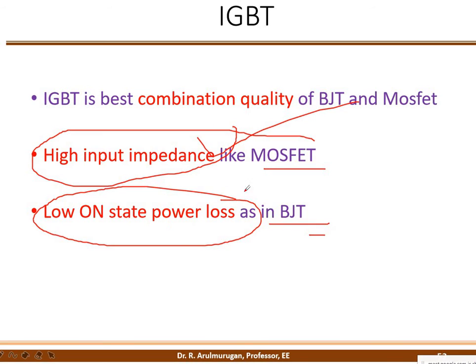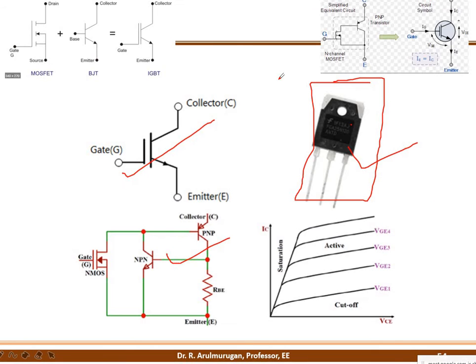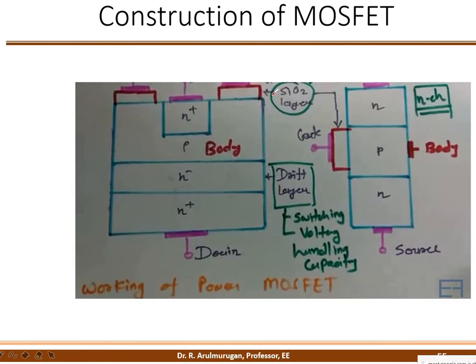So these two are combined as merits. This merit is coming to the IGBT: the high input impedance from the MOSFET and the low on-state power loss from the BJT. These two are combined together to develop this IGBT. So this is the specialty. Next, we are going to see the construction.